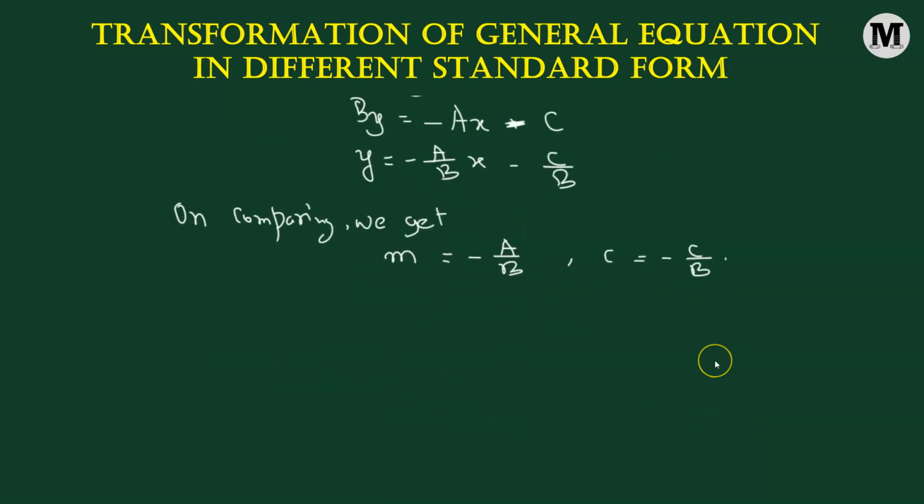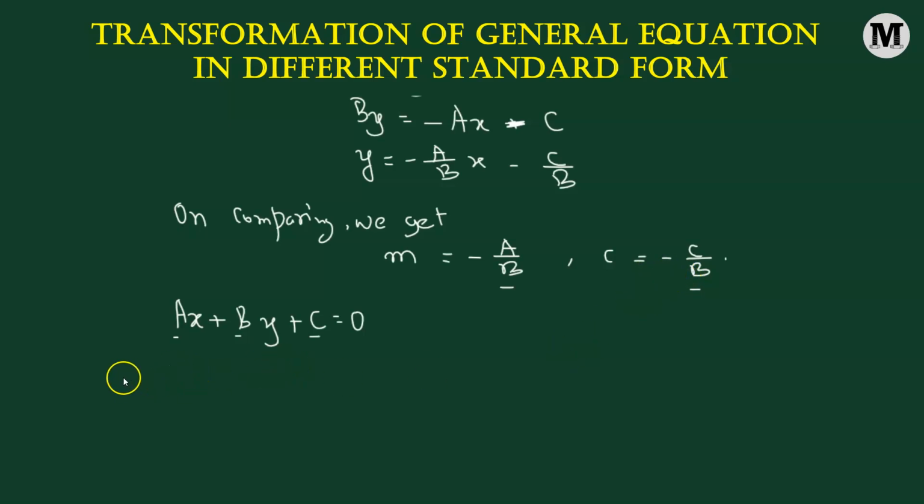So that means what we have done here is, if we have the general equation of a line, ax plus by plus c equals to 0, our first task will be to determine the values of a, b and c. Once we have the values of a, b and c, we can use these two formulas to obtain the slope as well as the y-intercept of the line.